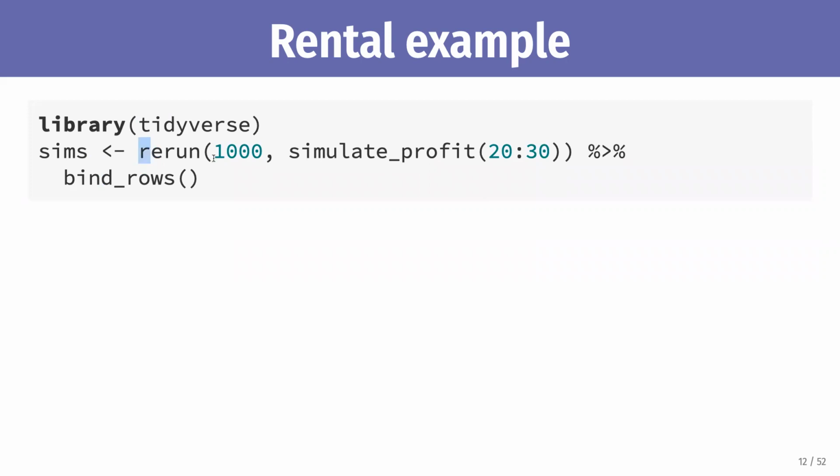Okay, so now I'm going to rerun that simulate profit function 1,000 times. And I've used this little shorthand to indicate that I'm looking at number of units from 20 to 30. Instead of writing out 20, 21, 22, 23, all the way up to 30, I'm just writing it like this. But behind the scenes, it's going to be the same thing. And so now I'm going to have basically 11,000 rows in this output, because it's going to run each of these 1,000 times. So it's going to look at what happens if we have 20 units 1,000 times, what happens if we have 21 units 1,000 times, all the way up to 30.